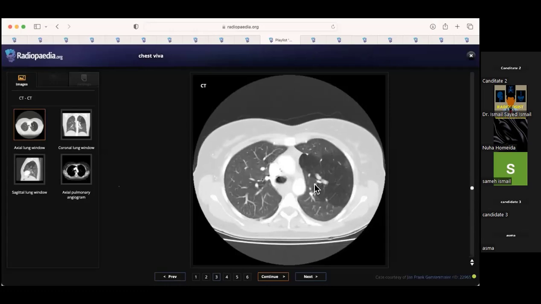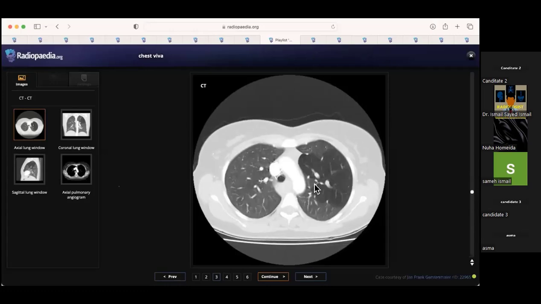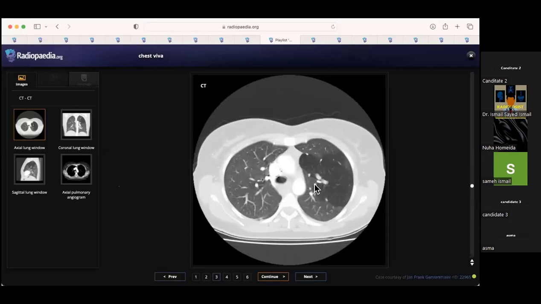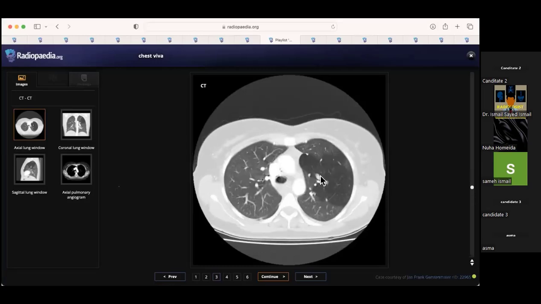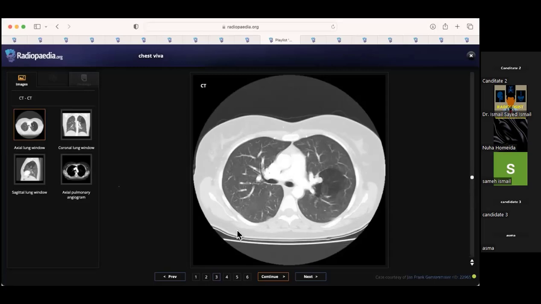Okay, so I'll just help you a bit. So these are bronchoceles. There are bronchoceles with an area of hypoattenuation. So that makes you think of what? Bronchial atresia. Yes, bronchial atresia.